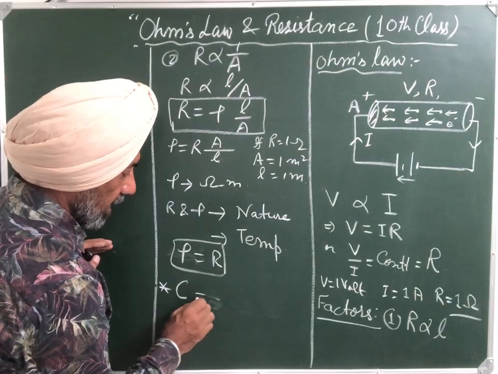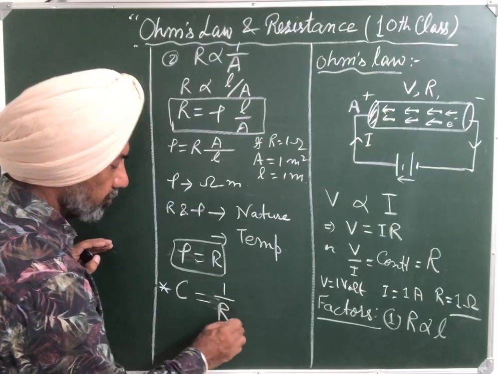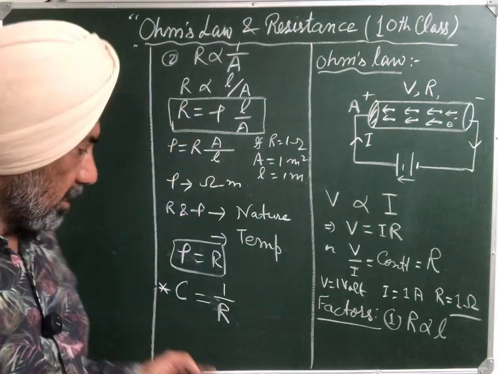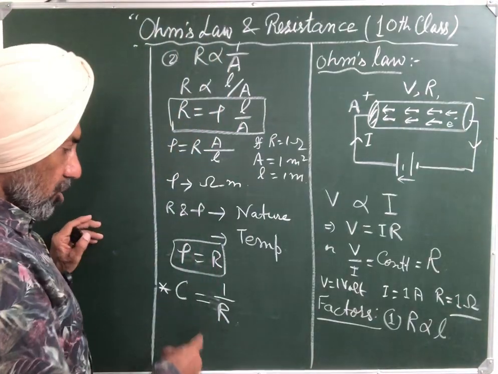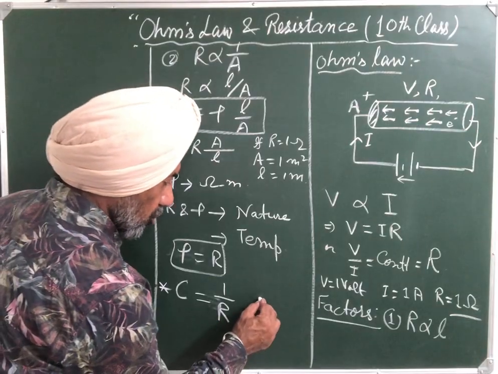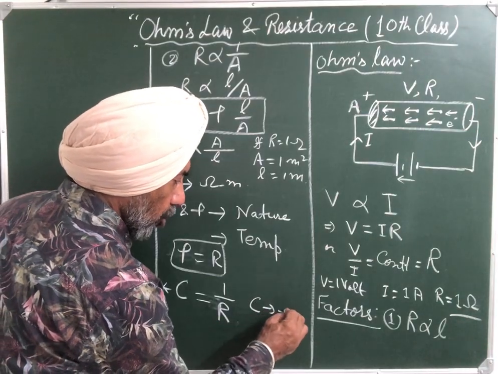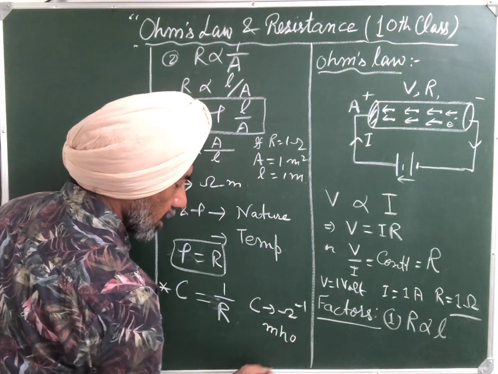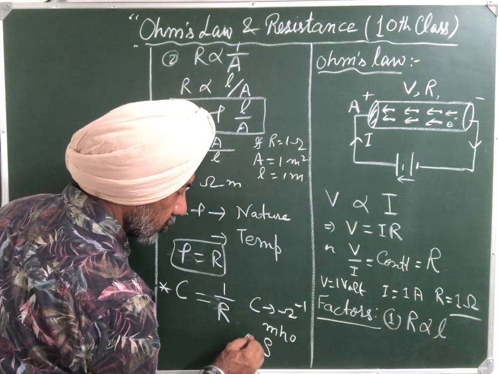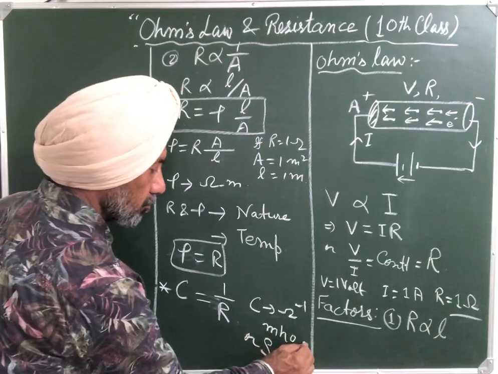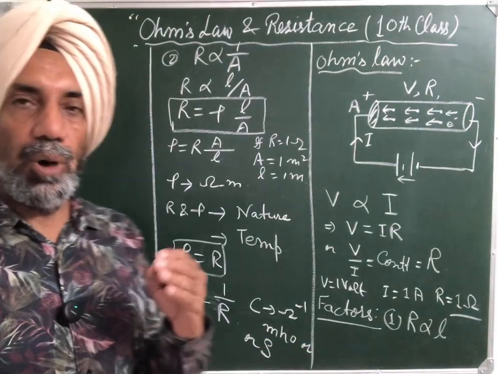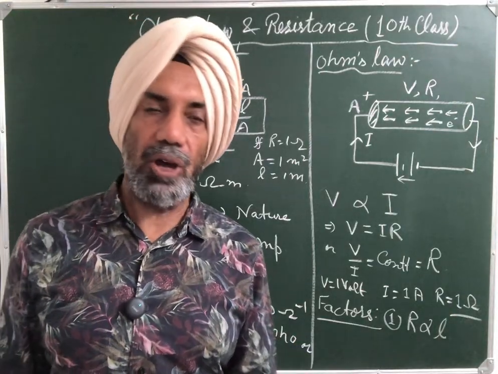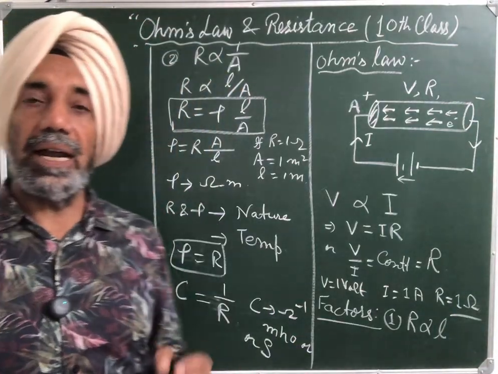Then we define conductance C. Conductance is defined as reciprocal of resistance. The unit of resistance is ohm, so the unit of conductance will be ohm inverse, or it is called mho or Siemens. So mho, Siemens or ohm inverse is the unit of conductance of a conductor.